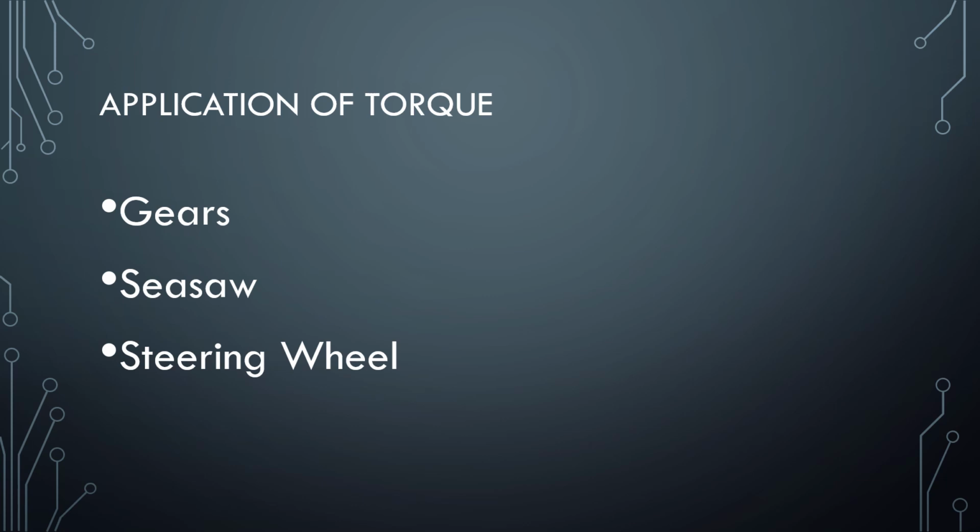Steering wheel. A small steering wheel enables you to maneuver a car easily by transferring a torque to the wheel with less effort.